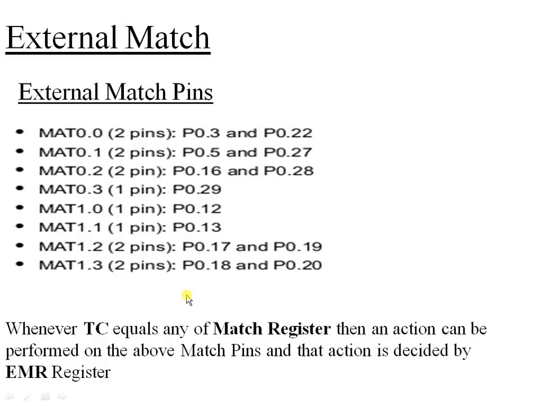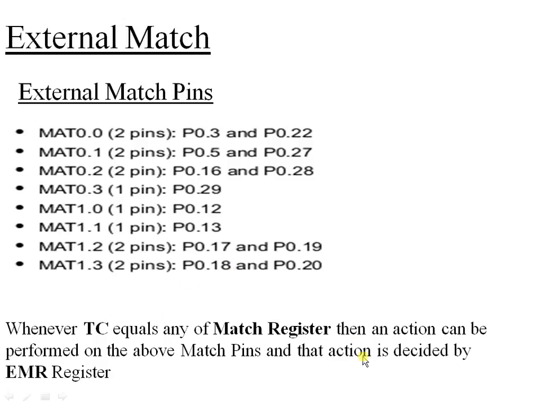Okay, now what is this external match? Let us see. As we have seen in the internal match, TC is always compared with the match channel registers. So whenever TC is identical to any one of the match registers, then we can perform a certain action on the external match pins. Always TC is compared with match registers, and whenever both are equal, then we can perform a particular action on any one of these match pins.